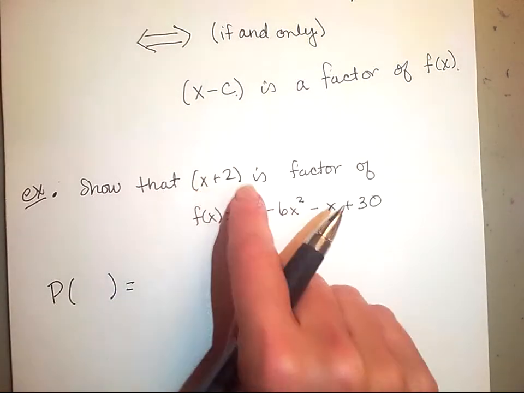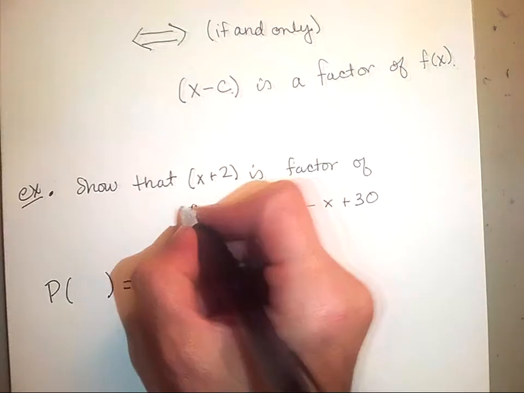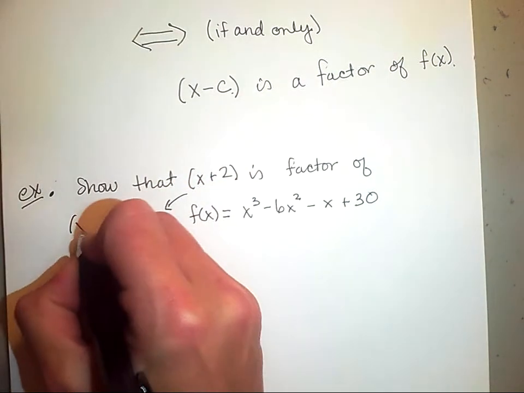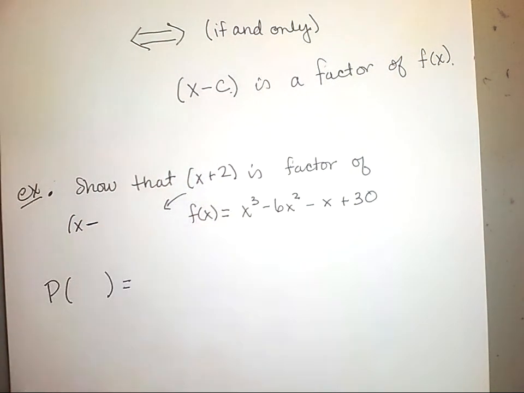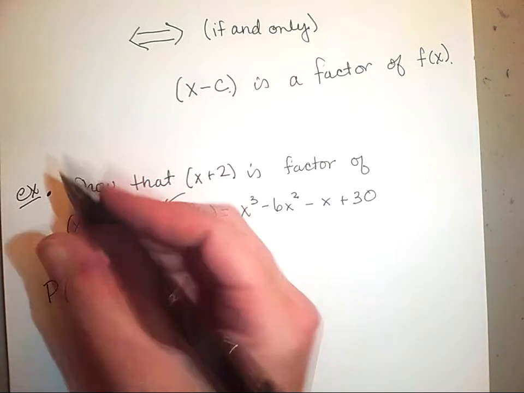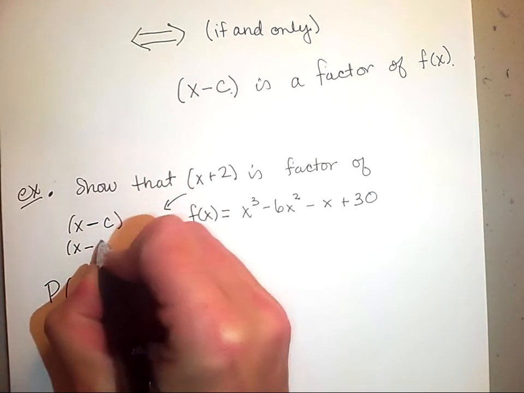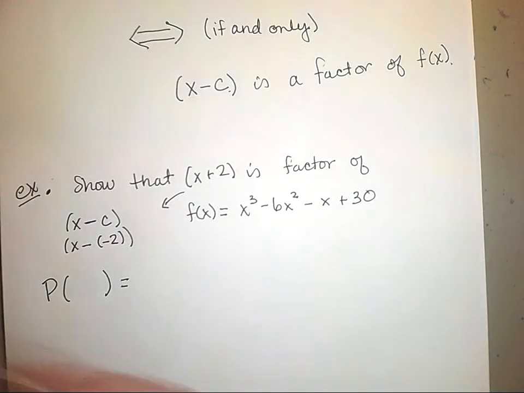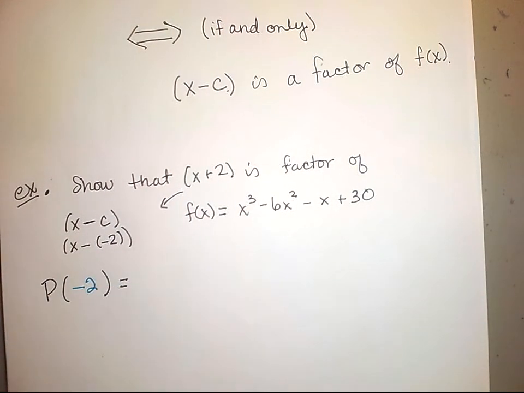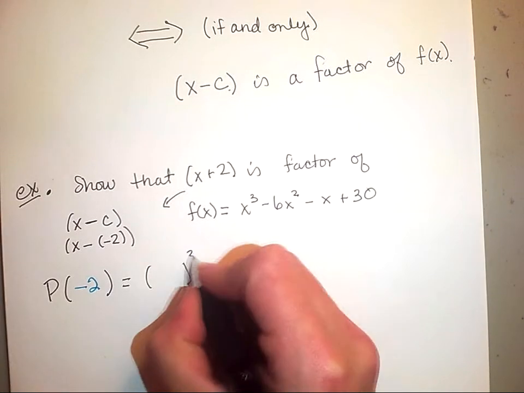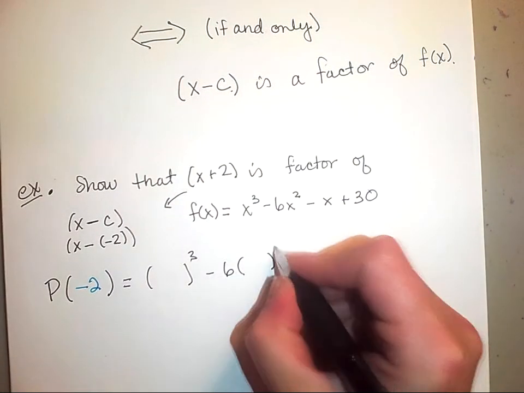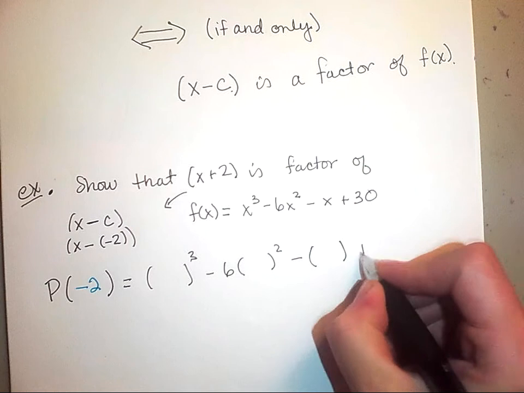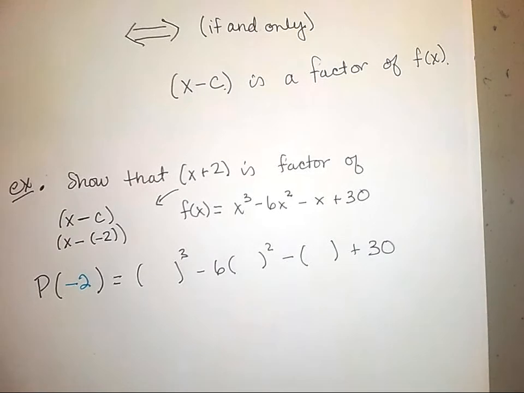Now the thing we have to be careful about, though, is the way the theorem is written, it has to be x minus some constant. Okay? And what we have here is a plus, so we need to rewrite this as x minus a minus 2. So minus 2 is what we need to be putting into our function. Okay? So now let's check that. Okay? So minus 2, minus 2, minus 2.